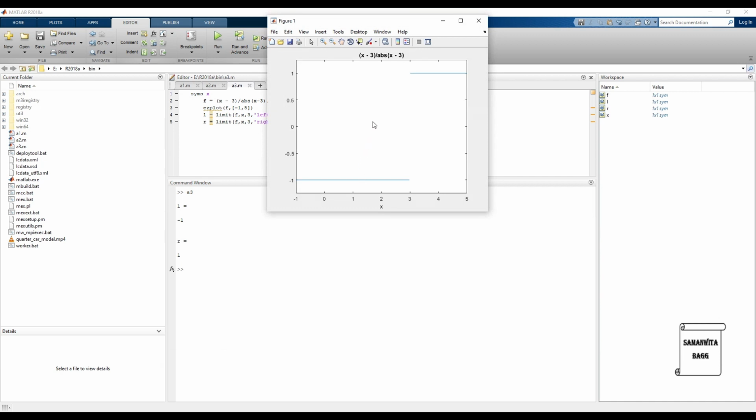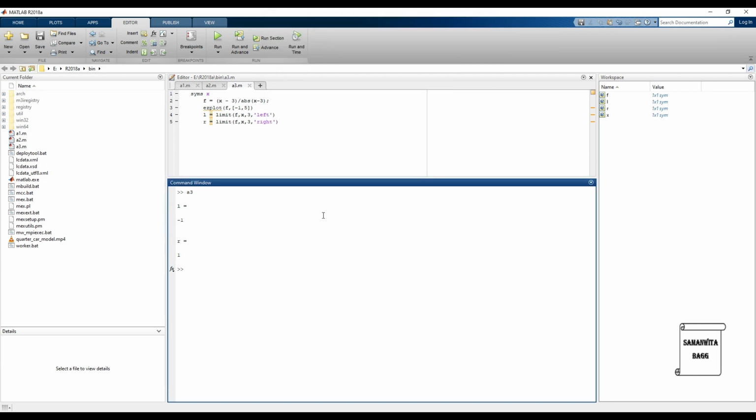So the graph is obtained first and then we got these values. L is minus 1 and R is plus 1. You can see here the value of x is from minus 5 to 5. So that's all about calculus in MATLAB. These are the very basics required to be understood in mathematics, and how to solve them in MATLAB is explained through this session.